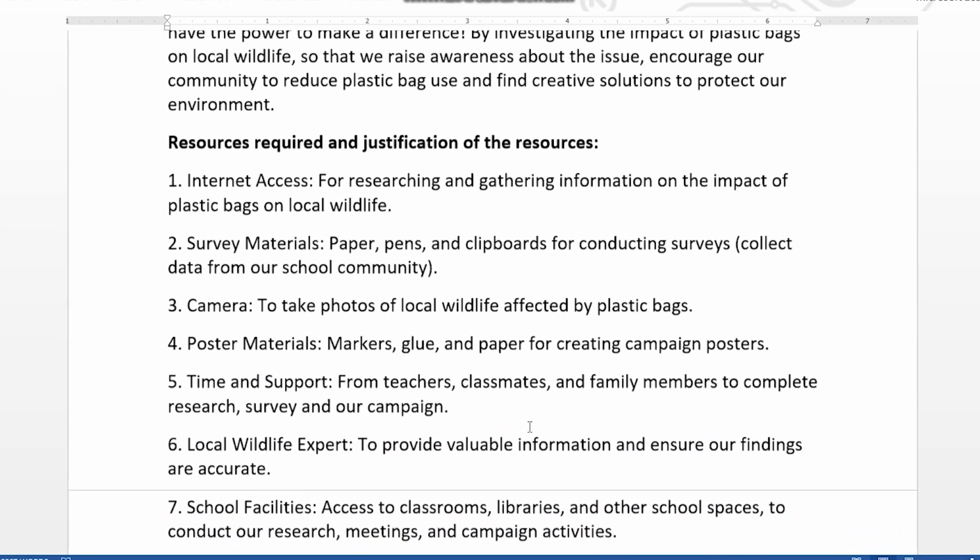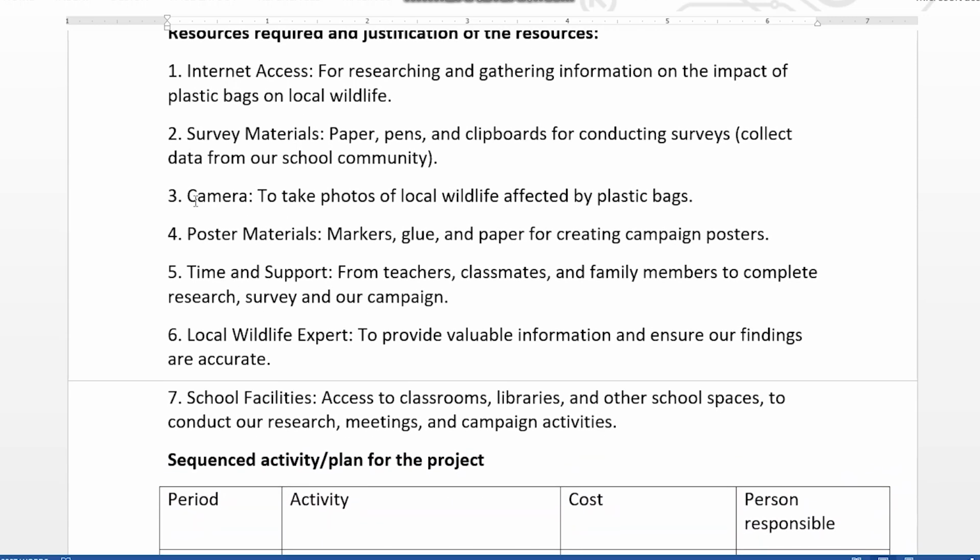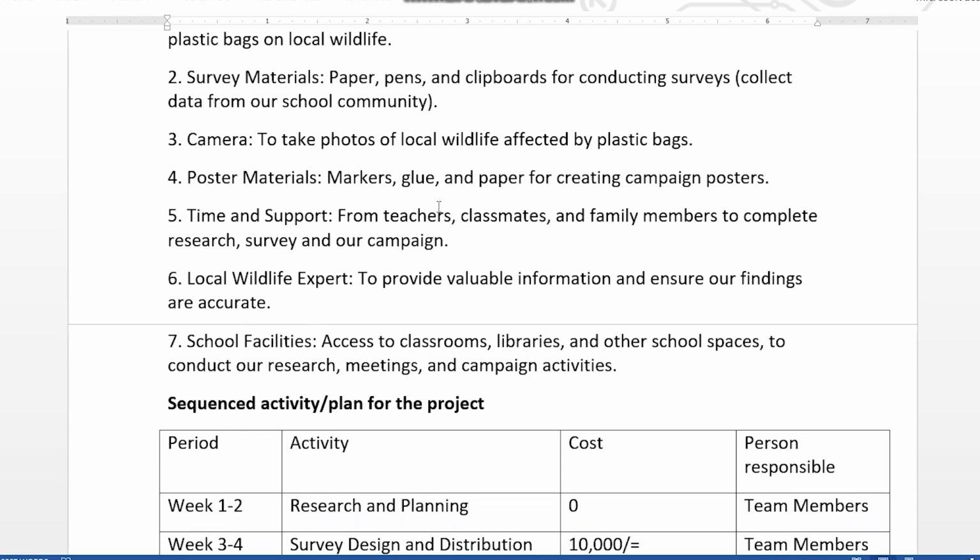So if you come to the resources here, one, the learner needs internet access, and the justification is for researching and gathering information on the impact. Also survey material like pen, paper, and so on. The learner also needs a camera to take photos. It is part of collecting data and can also be used during presentation. Now the learner intends to make awareness through a poster, and therefore we do need a marker, glue, and so on. Then time and support from teachers and classmates whom he can consult.